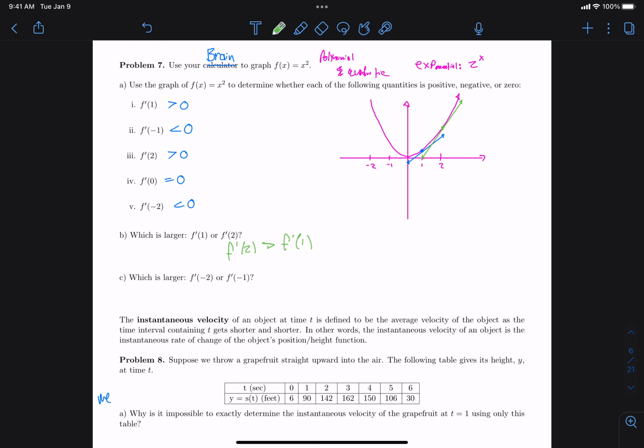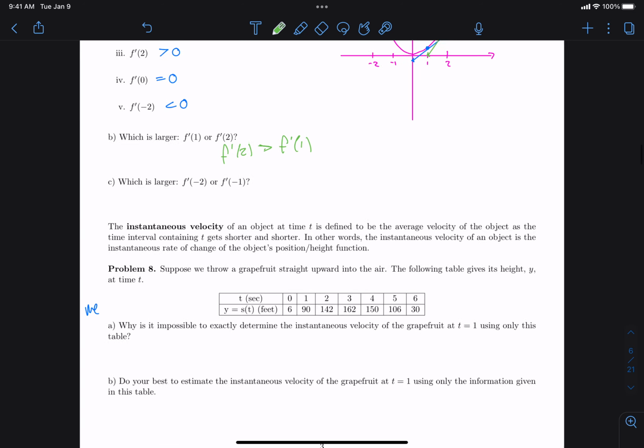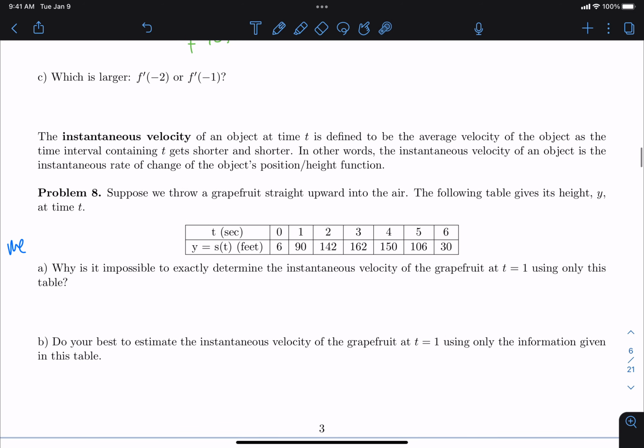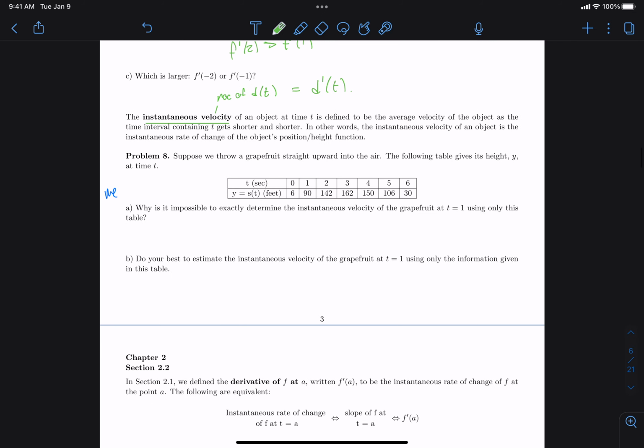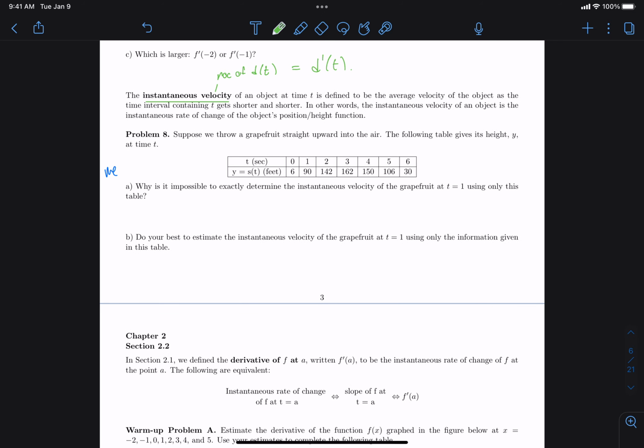We good? All right, so really quickly, I'll just mention briefly, what is instantaneous velocity? Velocity is the rate of change of the distance function. In other words, instantaneous velocity is the instantaneous rate of change of d of t, which is d prime of t. The derivative of the distance function gives us the instantaneous velocity.